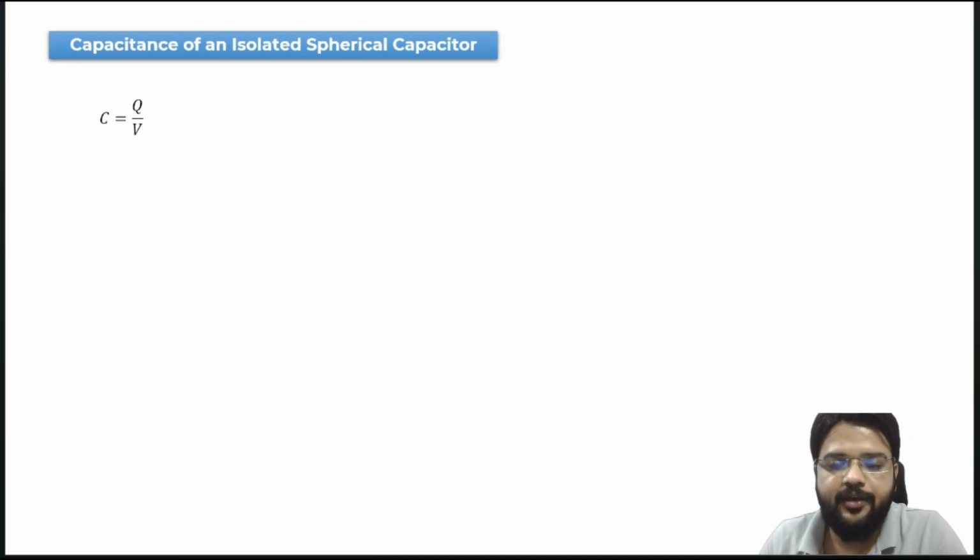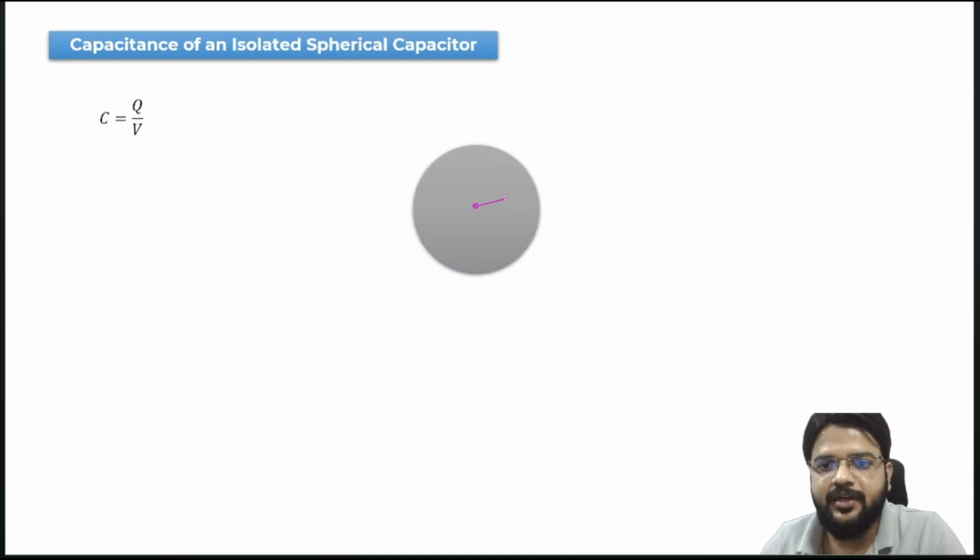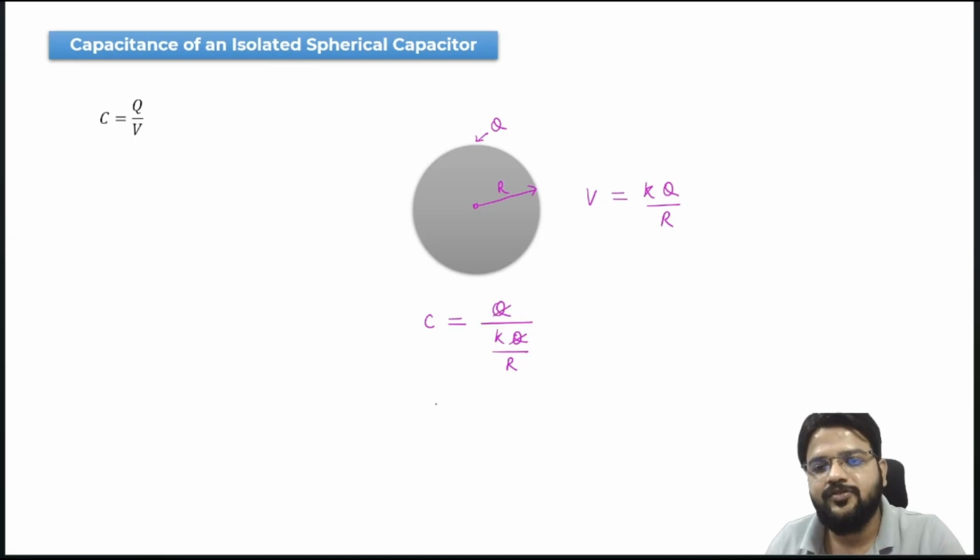So first of all, here we require one isolated spherical conductor. And the radius of this conductor is, let's suppose, capital R. And the charge present on this conductor is Q. So what is the potential on the surface of this conductor? It is KQ by R. This thing we already know. We are finding the capacitance, and capacitance is the ratio of Q by V. So total charge is Q, everyone, and V is KQ by R. Q is cancelling. So capacitance is equal to R by K.